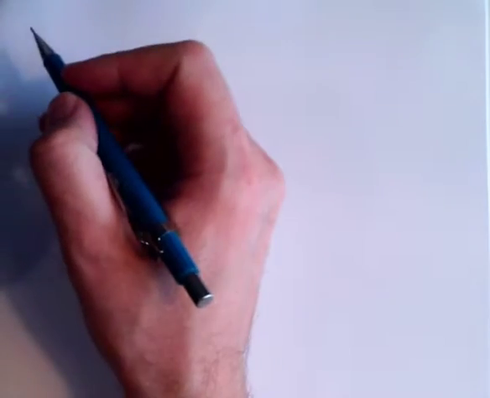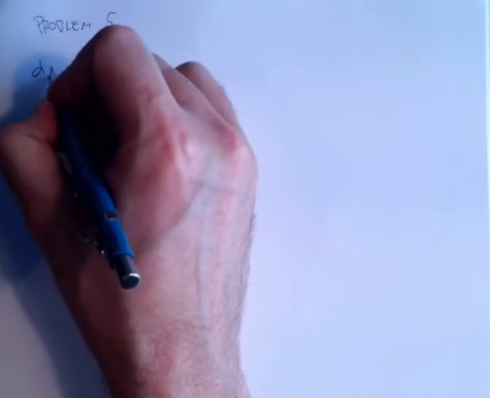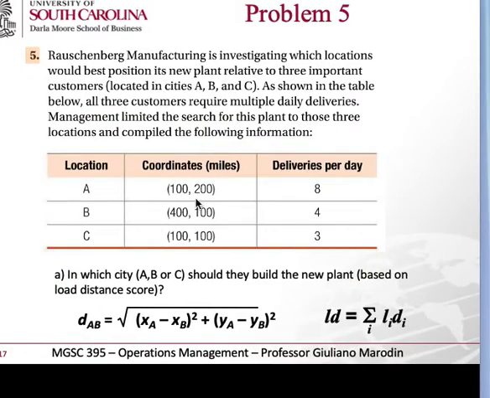So this is problem 5. We have information about the coordinates, right? So I'm going to write here problem 5. We need to know the distance first between A and B. Then we're going to do distance from A to C and then B to C. Okay? So we know the coordinates of A are 100 and 200. And we know the coordinates of B are 400 and 100, right? So remember from the problem here, these are the coordinates that we're going to put in the math, right?